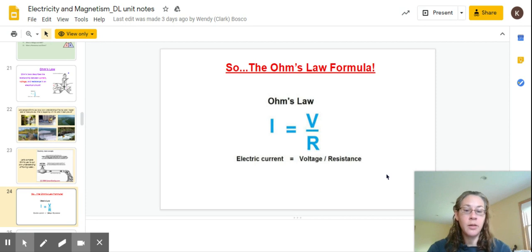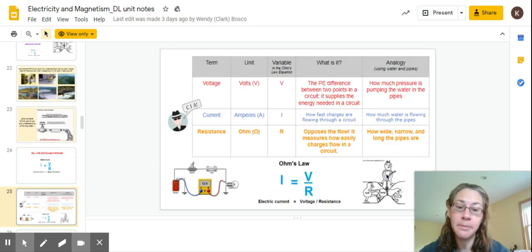So the formula is I for electric current is equal to V for voltage divided by R for resistance. What's that mean? Your voltage unit is volts, symbol is V, and of course the variable in the equation is V. What is it? It is the potential energy difference in a circuit, and it supplies the energy needed in a circuit. And if you apply this to water, what is it in water? It's the pressure pumping the water in the pipes.